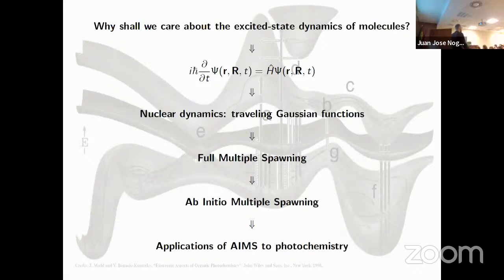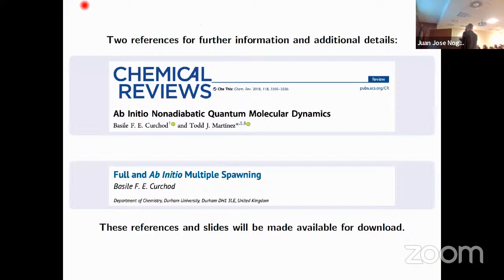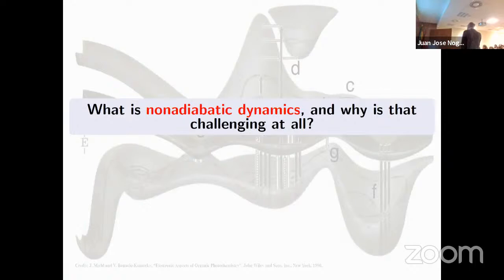But as I mentioned to you, these slides are based on a chemical review and a book chapter. You have both of them. So in case you need some of the words that go around the slides and the topics that I mention here, you can just dig into that. And maybe just to get started: why do we care about this non-adiabatic dynamics, and also what does it mean in the first place?